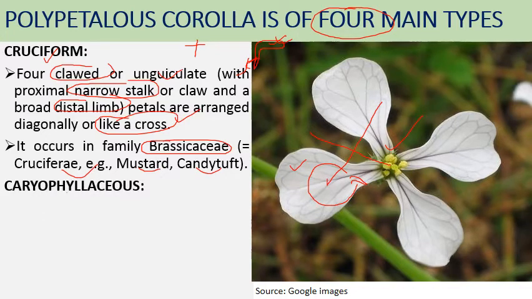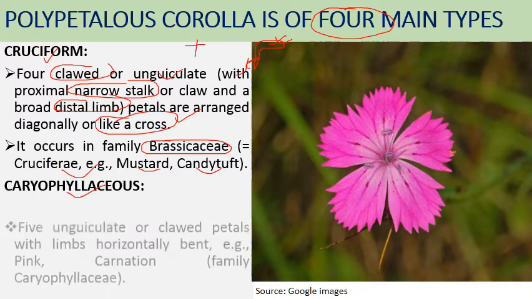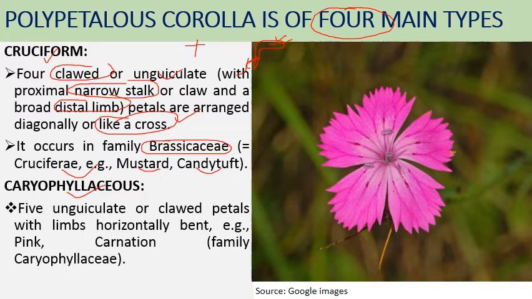Next is Caryophyllaceous Corolla. This is the Caryophyllaceous Corolla, which is found in the members of family Caryophyllaceae. It consists of 5 unguiculate or clawed petals with limbs horizontally bent. For example, we have pink and carnation, which are members of family Caryophyllaceae, as we can see in this photograph. There are 5 clawed petals which are horizontally bent. So this type of Polypetalous Corolla is called Caryophyllaceous Corolla.